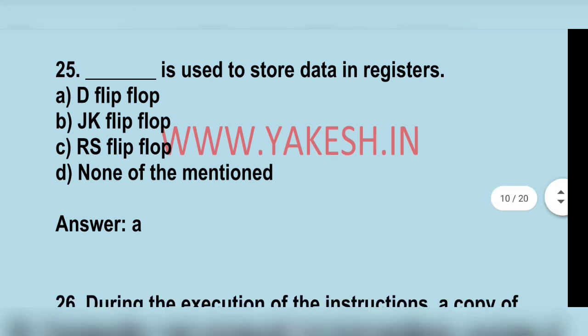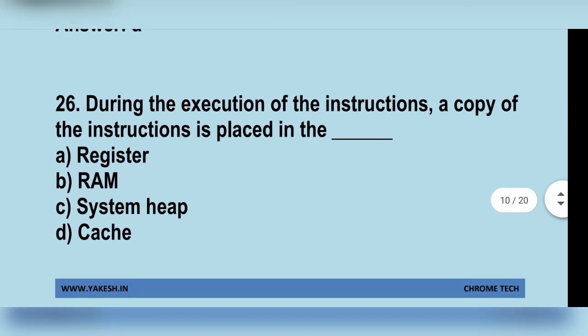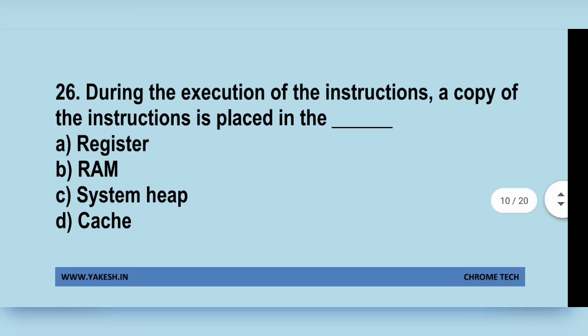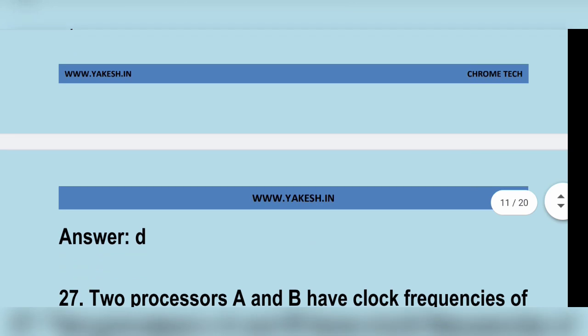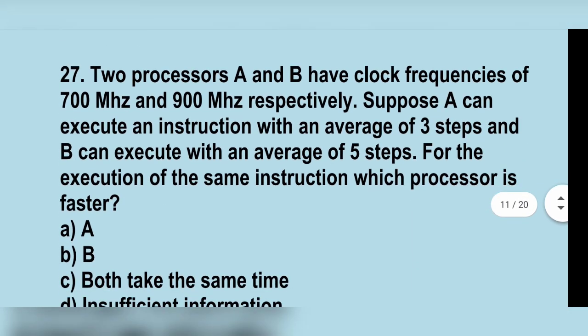During the execution of an instruction, a copy of the instruction is placed in option D, cache. Cache is the correct answer. Two processors A and B have clock frequencies of 700 MHz and 900 MHz respectively. Suppose A executes an instruction with an average of 3 steps, and B can execute with an average of 5 steps. For the execution of the same instruction, which processor is faster?